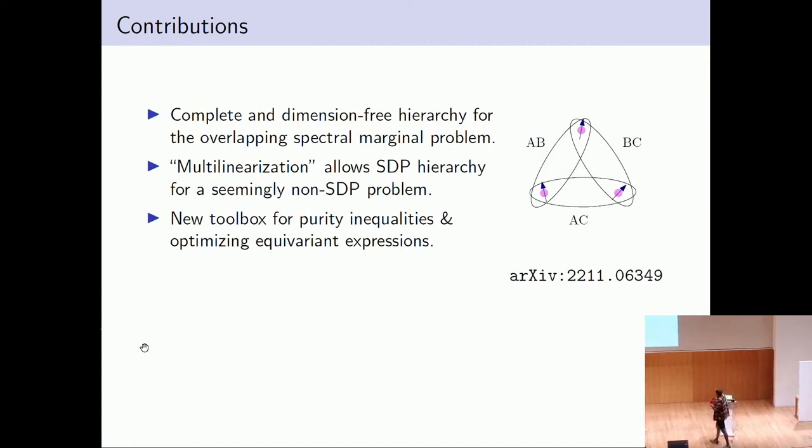So what are the contributions here? I presented a complete and dimension-free hierarchy for the overlapping spectral marginal problem that can deal with problems like here, where you are given the spectrum of these two-body marginals. And the interesting part, I think, is that this type of multilinearization, using quantum definite states and these quadratic constraints, allows a complete SDP hierarchy for a seemingly non-SDP problem.